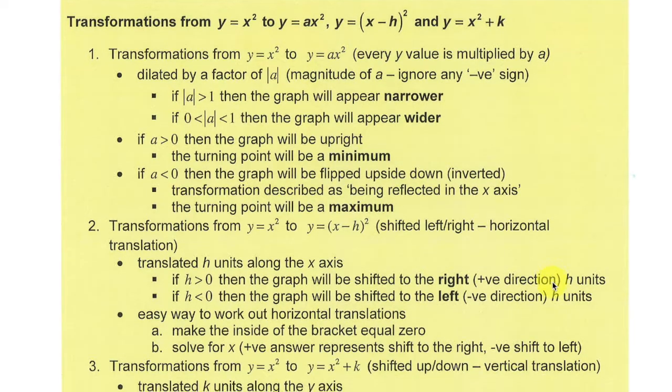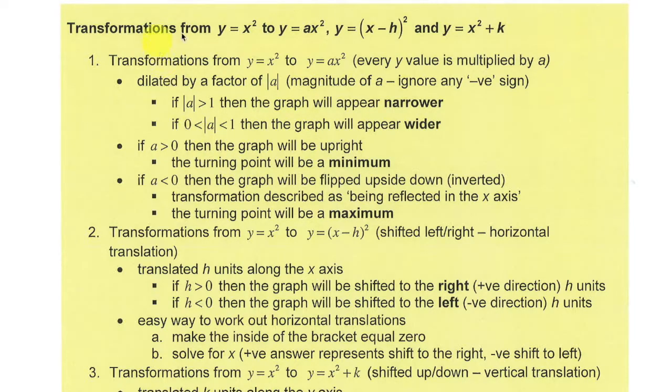Here's a summary of the transformations that are possible for the x squares. Let's take a look at the effect of the a. Alright, so that's the value in front of the x squared. If we just look at the magnitude, so that is that we ignore the sign, so it could be -3x squared. Let's just ignore the negative part and just consider the 3. So that's when we talk about magnitude. That's what those straight lines mean.